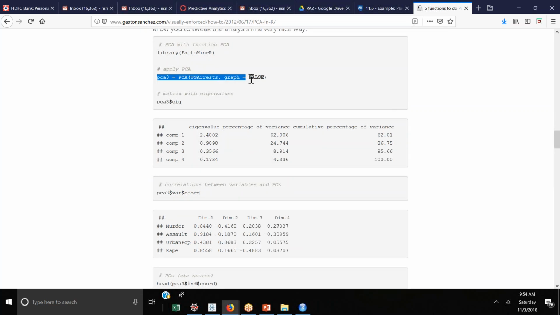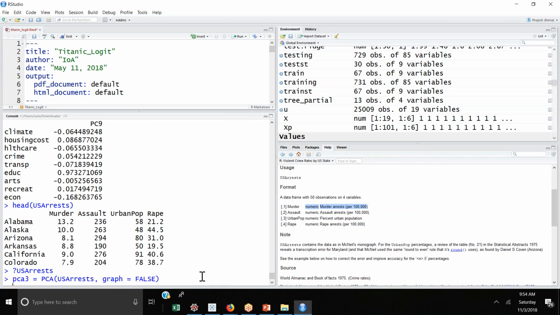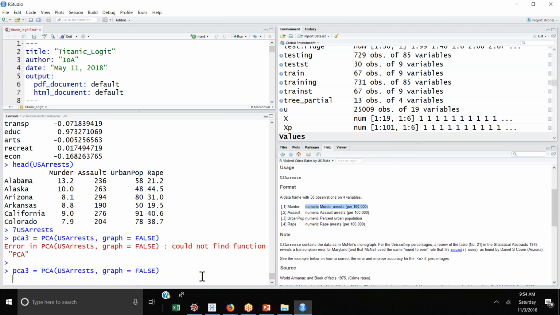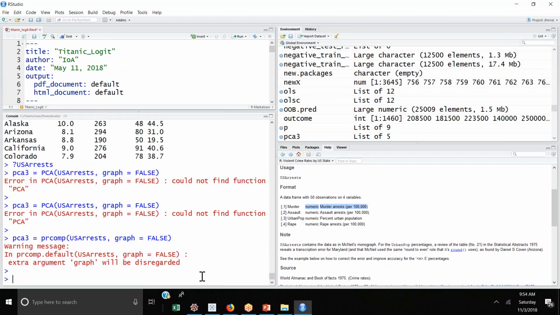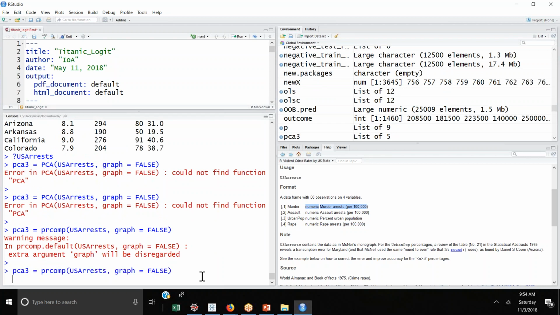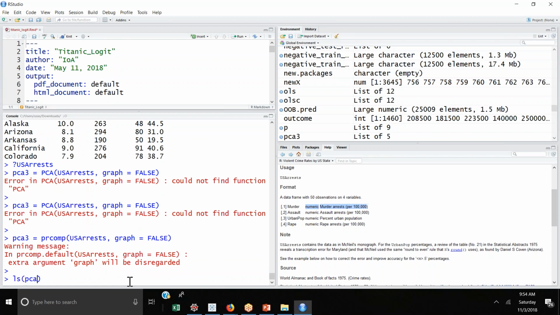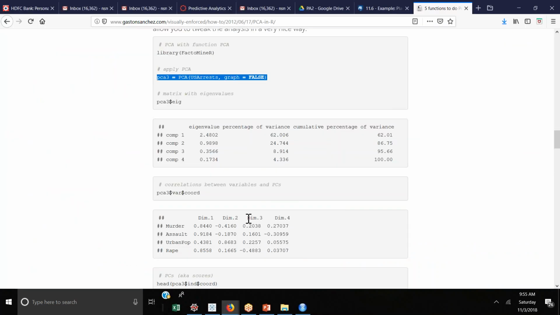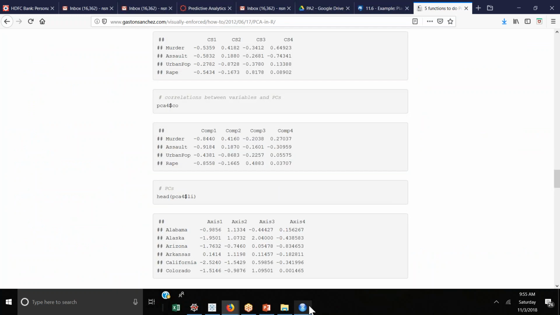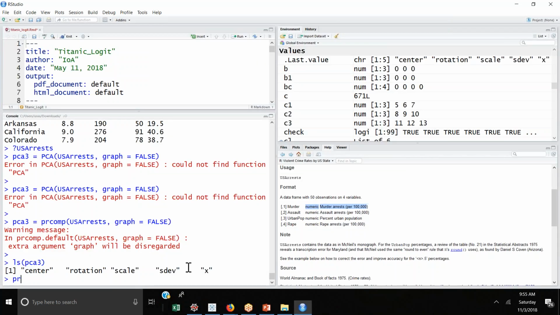So let's do this one. I don't want to use any graphs at this time. prcomp. Extra argument graph will be disregarded, that's fine. So I want to see what the objects are. Center, rotation, scale as given. But what I want to do is print it and show you just 2 dimensions. Before I go, I want to see the standard deviation.